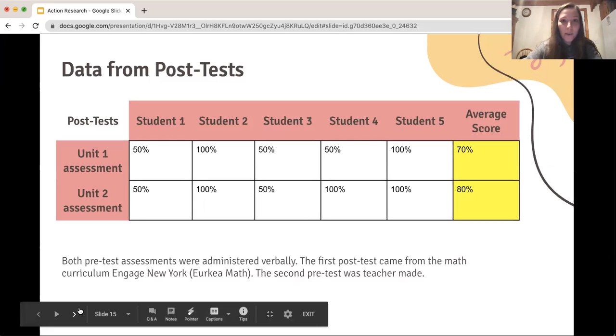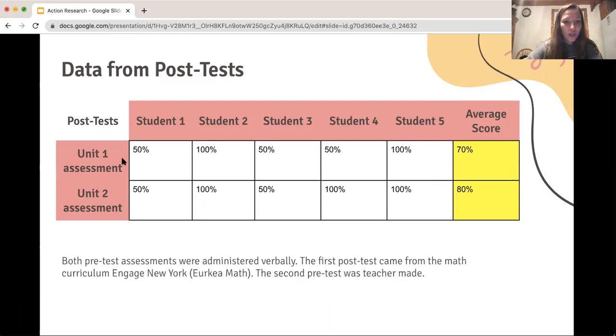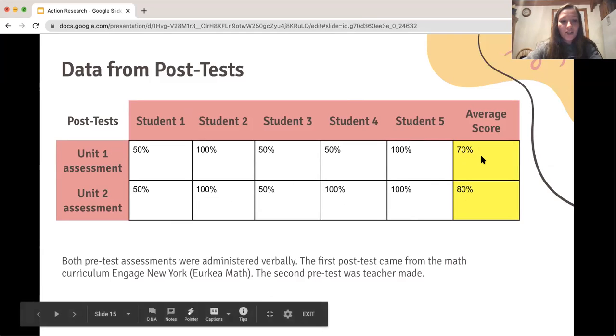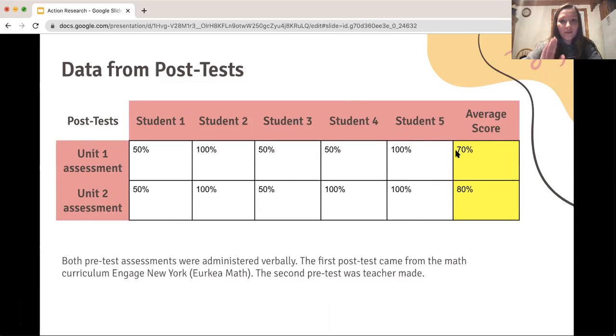Here we have their scores post being taught. So same thing, Unit 1 assessment. The assessment was an Engage New York assessment. And here we have the teacher-generated assessment. So the average score for the Unit 1 assessment of direct instruction, students did the worksheet, 70%, average score of these 5 students. An 80% score for these 5 students. And Unit 2 was all teacher-generated, and it was hands-on exploration. Unit 1, again, was direct instruction.